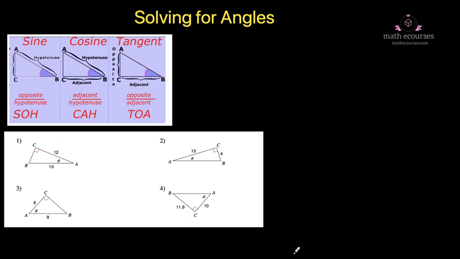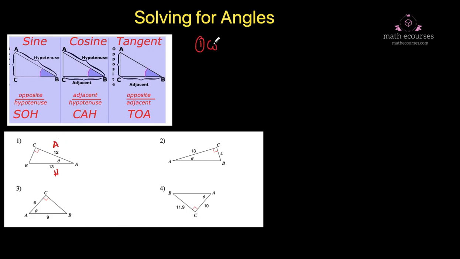In this lesson, you will use trigonometry to solve for angles. First, you want to label your triangle and find the sides that you know, and then use the appropriate trig function. So for number 1, I know the hypotenuse, which is across from 90, and I know the side in between the reference angle, which is this theta, and the right triangle, that's your adjacent. So I'm going to use cosine.